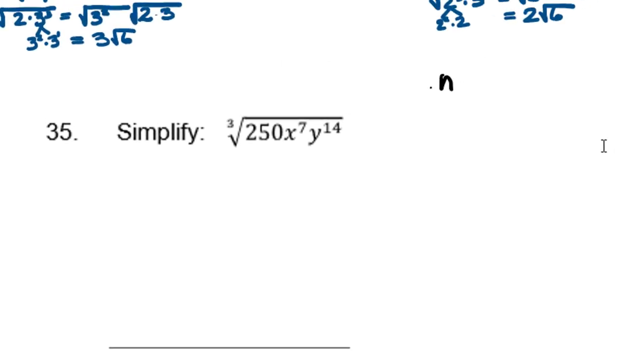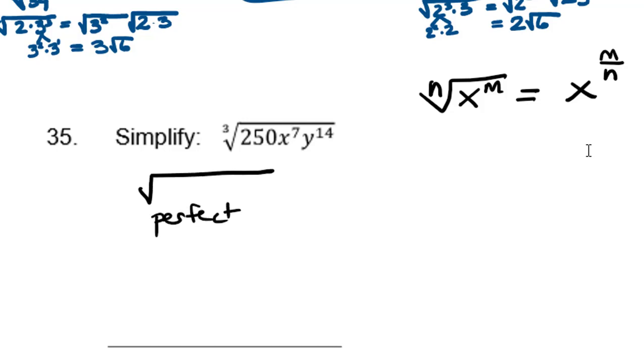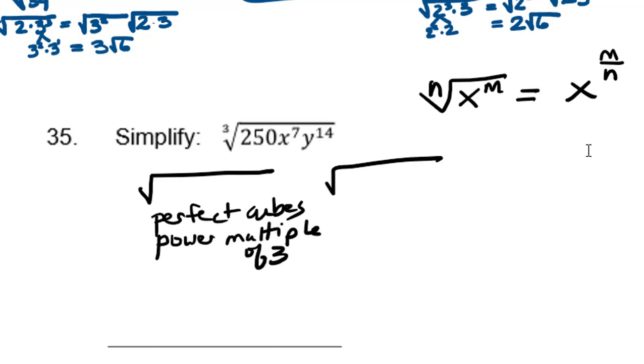Because remember, the nth root of x to the m is going to be x to the m over n, the power divided by the index. So we can simplify any radicals where the m is a multiple of n. So let's go ahead and try to break this apart into a radical that has all the perfect cubes, perfect powers of 3, those are things where the power is a multiple of 3. And then we're going to have the leftovers.